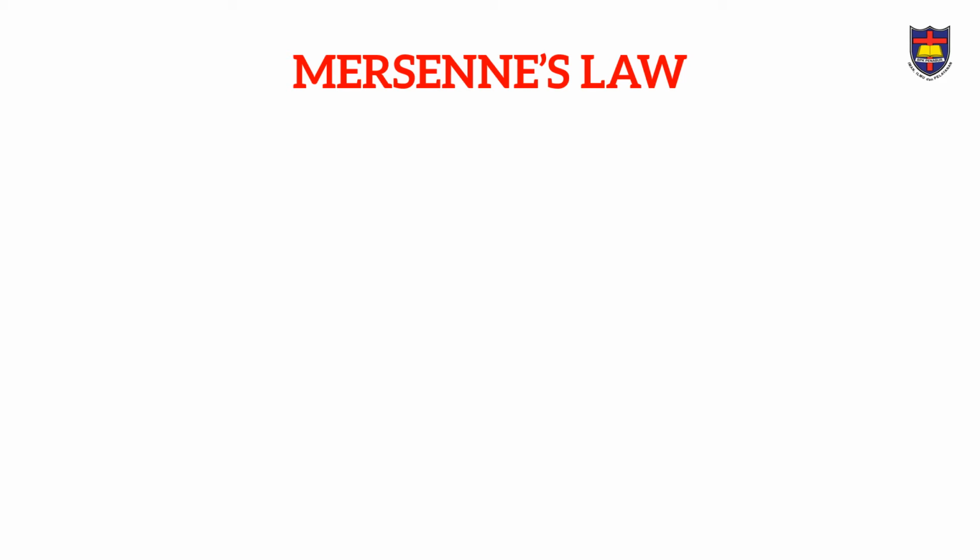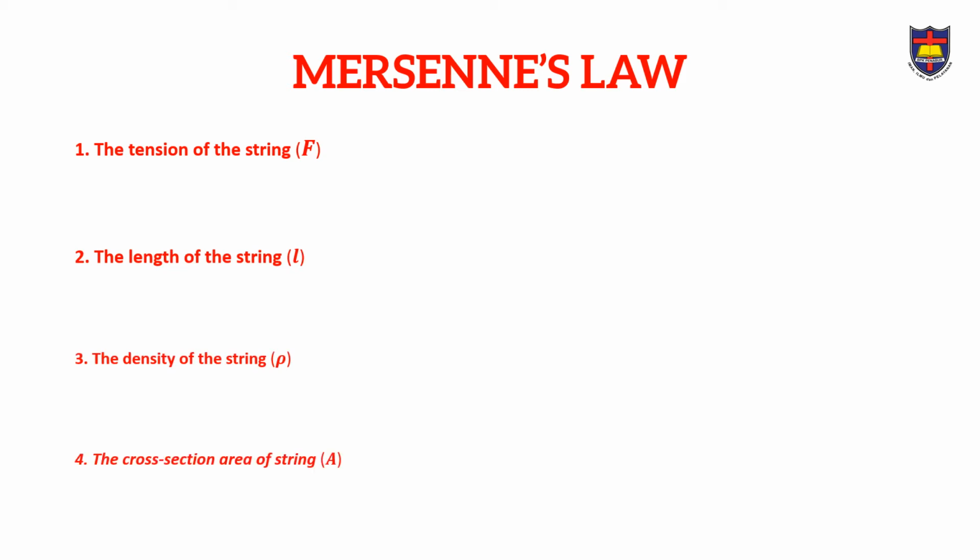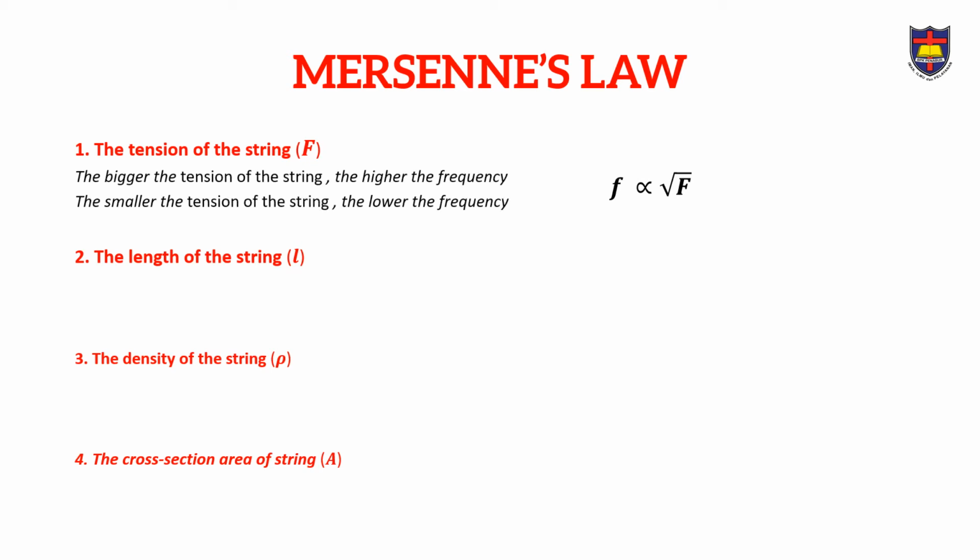From that formula, let's figure out how the tension, the length, the density, and the cross-section area affect the frequency. Okay, first, the tension of the string. As you can see from that formula, frequency is proportional to the square root of F, which means the bigger the tension of the string, the higher the frequency, or the smaller the tension of the string, the lower the frequency. Now, the length of the string.